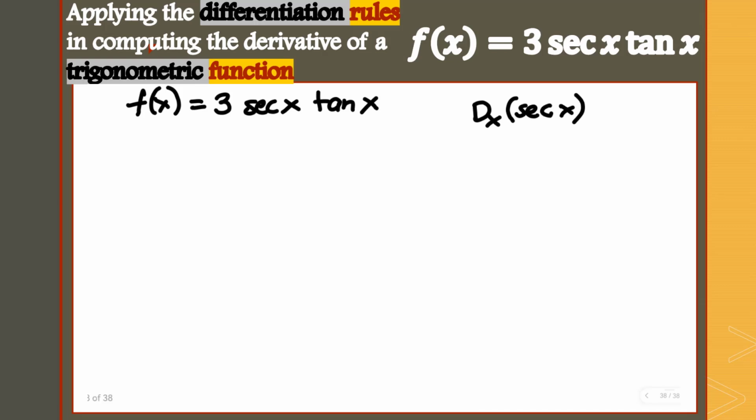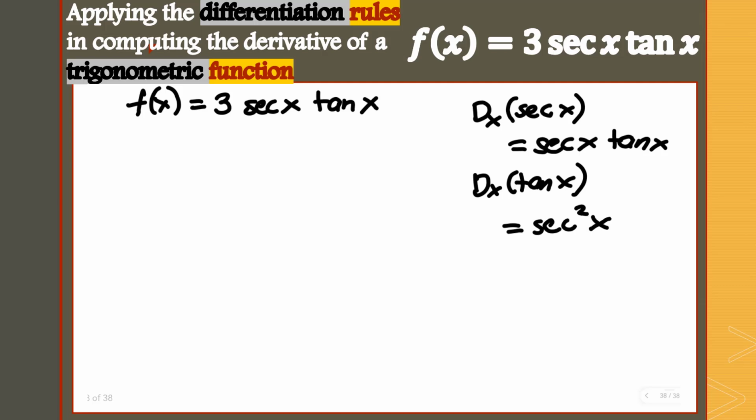For secant x, its rule involves the product of secant x and tangent x. The derivative of secant x is secant x times tangent x. But for tangent x, it's just secant squared x. So let's deal with that later as we look for the appropriate derivative of this.